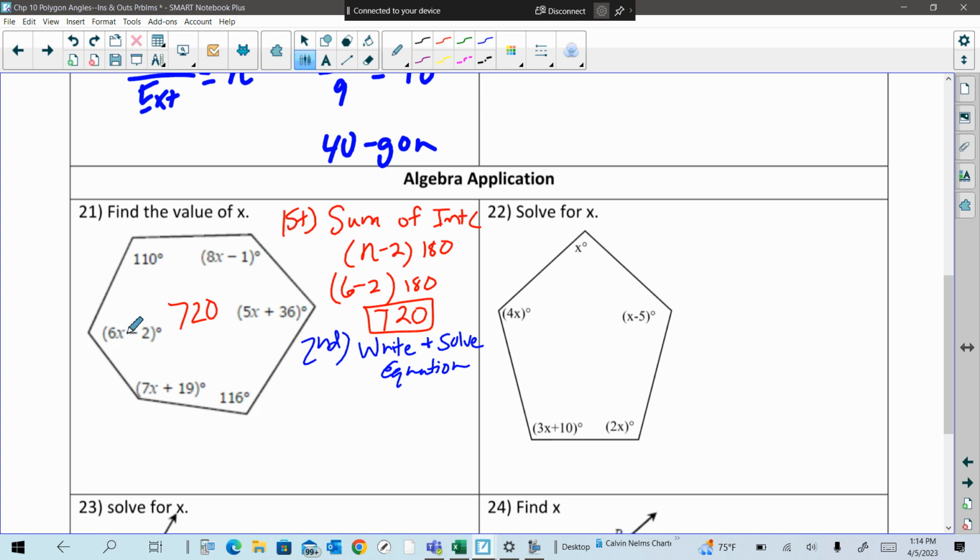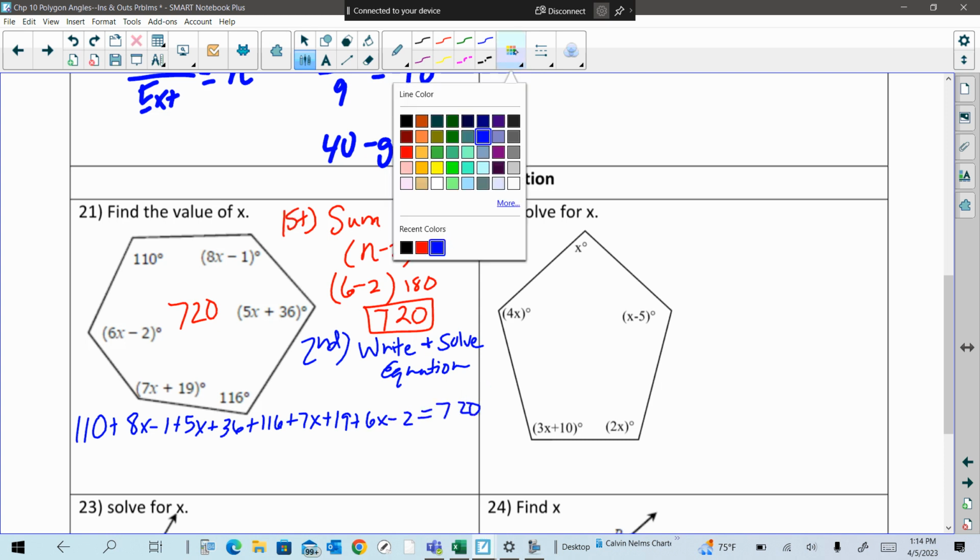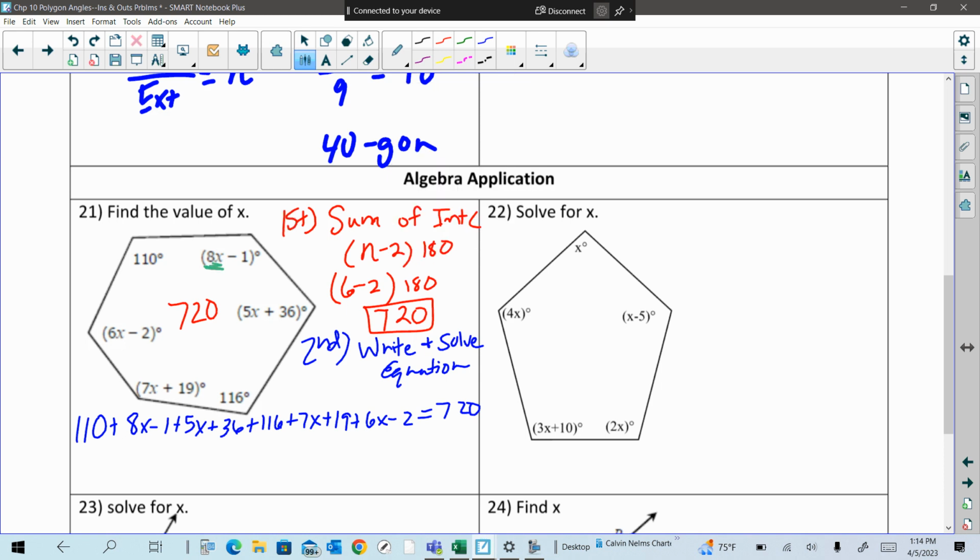We're writing an equation adding up what's on the inside. So I can just go 110 plus the 8x minus 1, plus 5x plus 36, plus the 116, plus the 7x plus 19, plus the 6x minus 2 equals 720, or you can go straight to combining those like terms. Let's do orange. This 8x and this 5x, that's 13, plus this 7, that's 20, plus that other 6, that's a total of 26x.